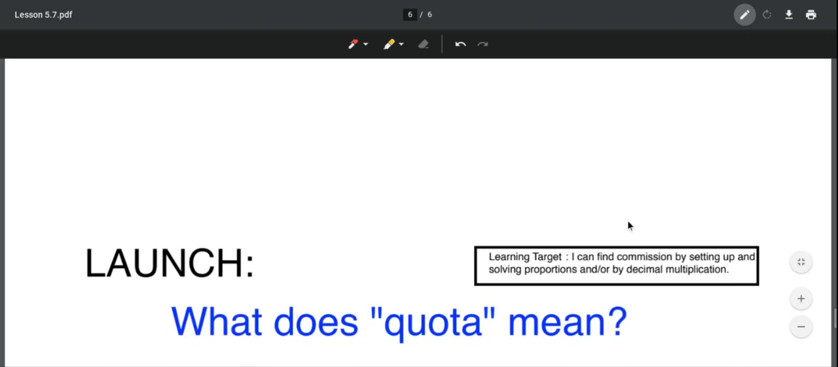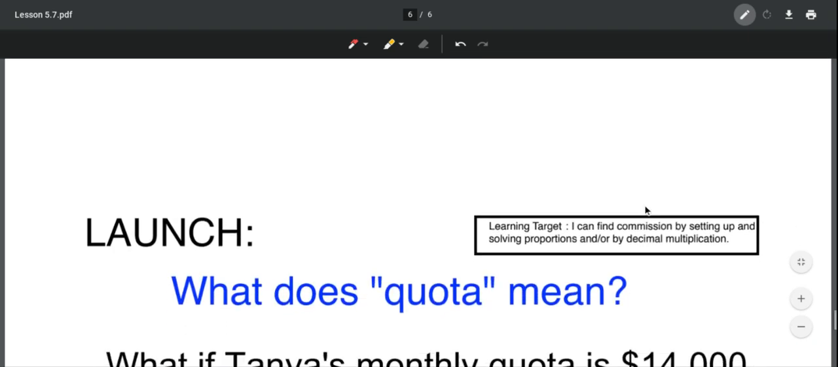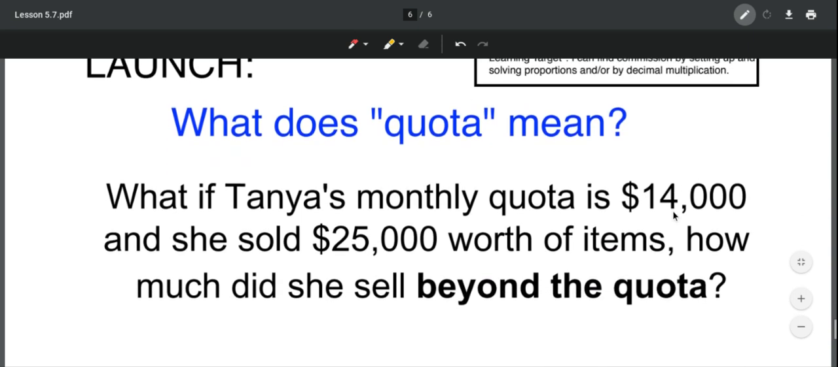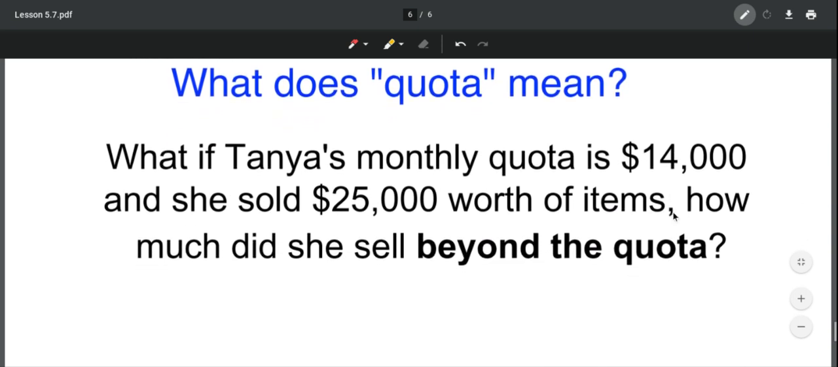So, what does the word quota mean? Well, when you have a quota, that means you have to meet a certain amount in sales. So Tanya's monthly quota is $14,000. That means she needs to sell $14,000 worth of items in order for her to meet her quota.